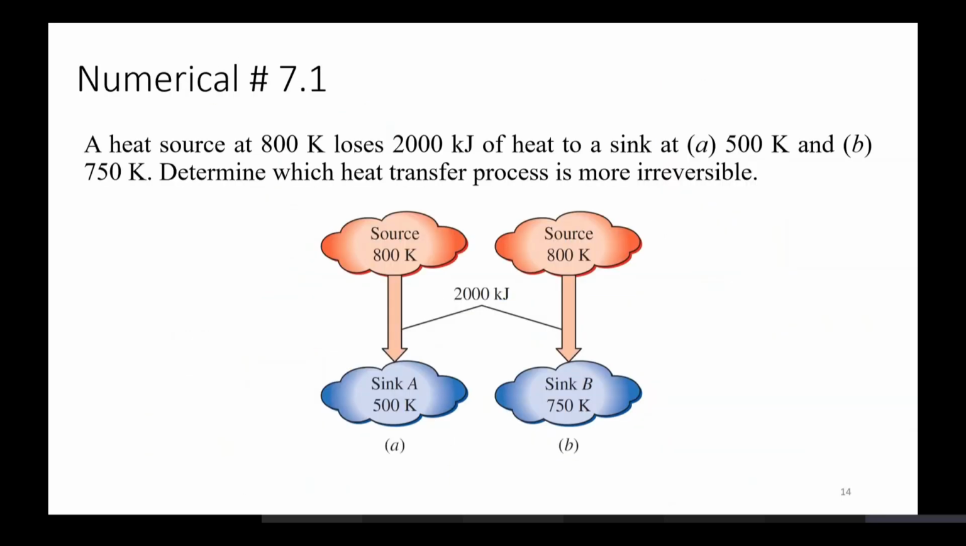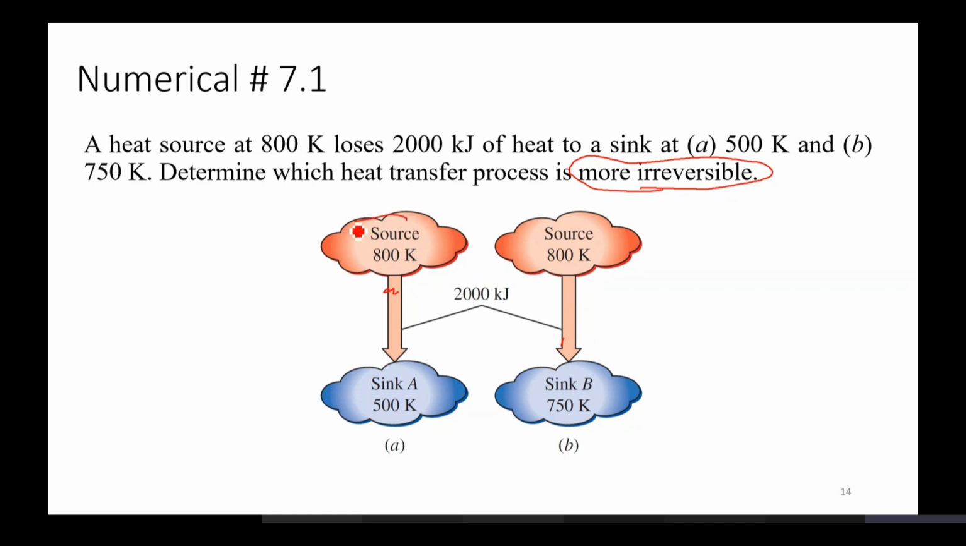Let us have a look at this numerical, which says that a heat source at 800 Kelvin is losing heat of 2000 kilojoules to a sink. Number one, the sink temperature is 500 Kelvin; the other, the sink temperature is 750 Kelvin. You have to determine which of the heat transfer processes is more irreversible.